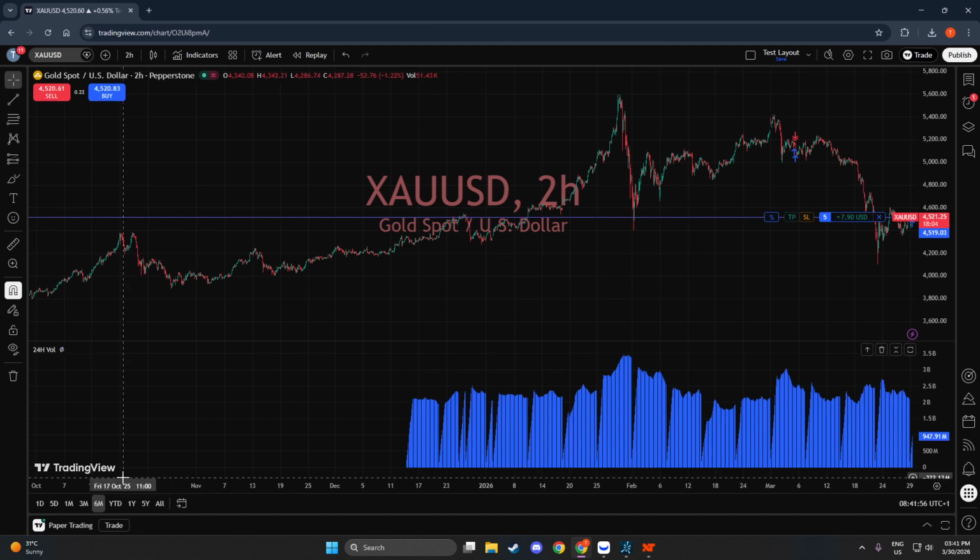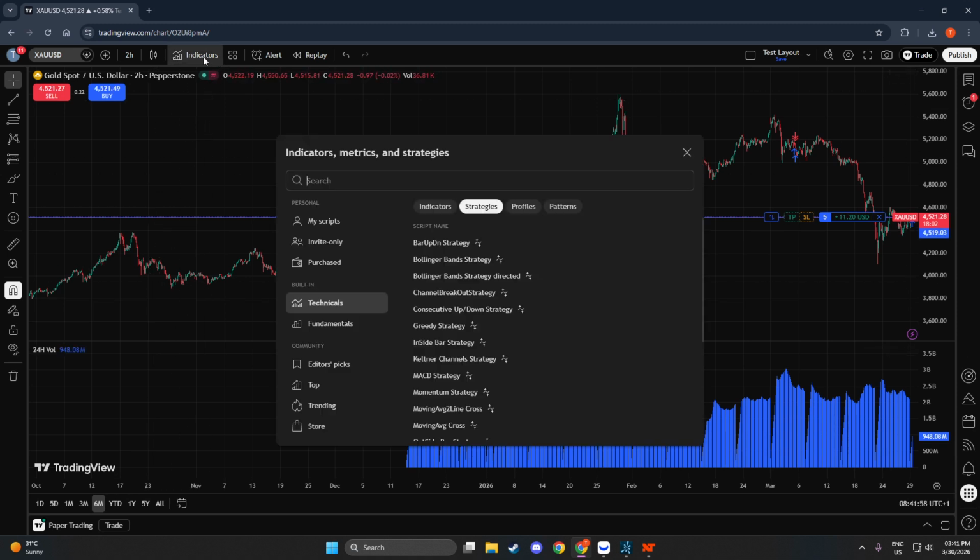Next, click Indicators at the top of the screen. This opens the indicator library, where you can search the full catalog of built-ins and community scripts. You'll see a search bar at the top of the panel. Type Supertrend into the search bar.